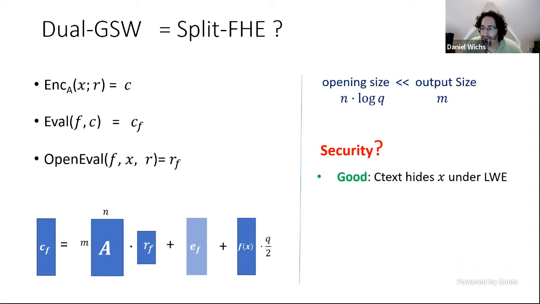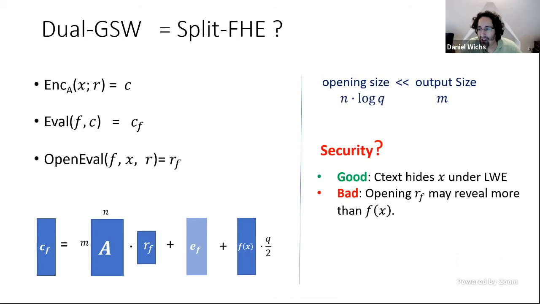So let's again start with the good news. The ciphertext does hide the input x under the LWE assumption, which you can prove. But that's not the security we want from split FHE. It's not just enough that the ciphertext hides x. We want to say that if I give you many openings, they don't reveal anything other than f of x. And unfortunately, that's bad. This does not hold here.